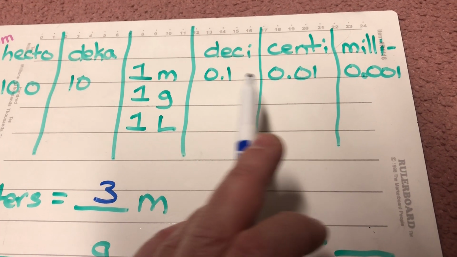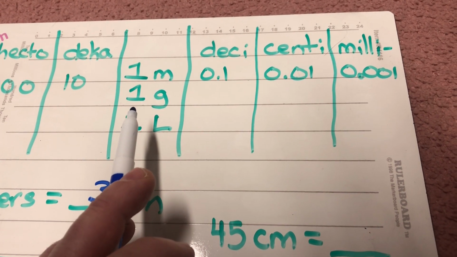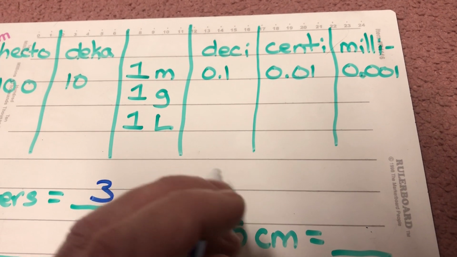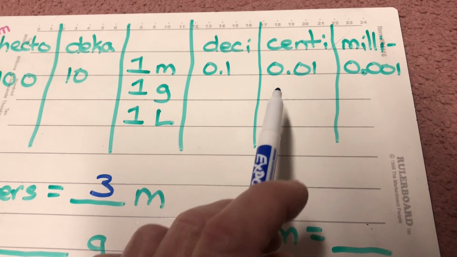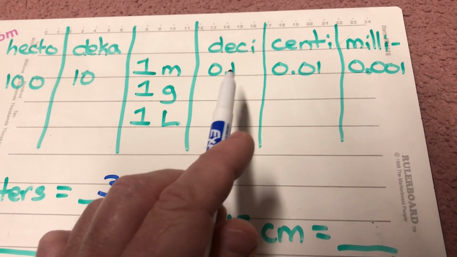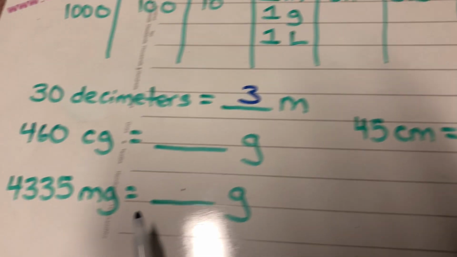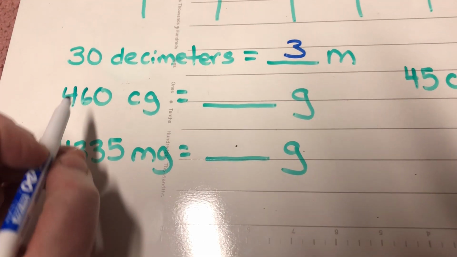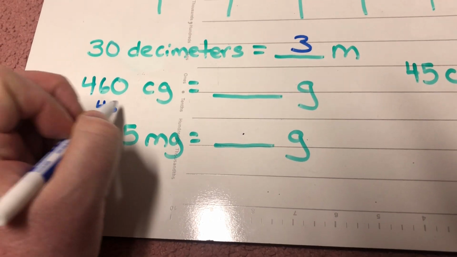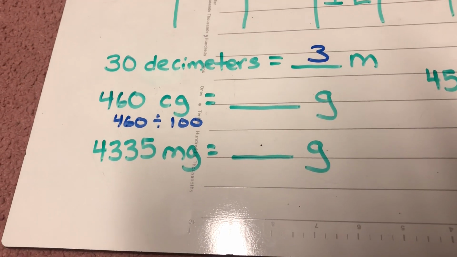are. So the measurement is getting bigger, which means the number is getting smaller, which means I'm dividing, but what am I dividing by? Well, I'm going up 1, 2 spots. So that's times 10 is 10, times 10 more is 100. So I'm doing 460 divided by 100.